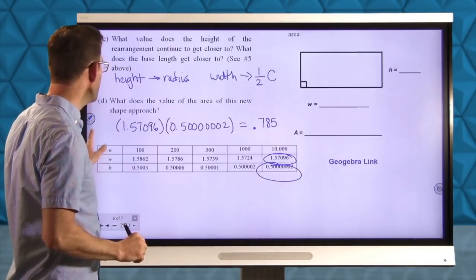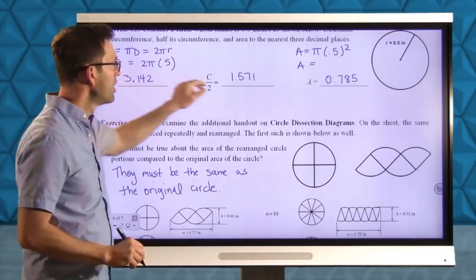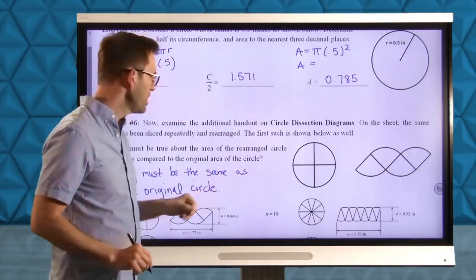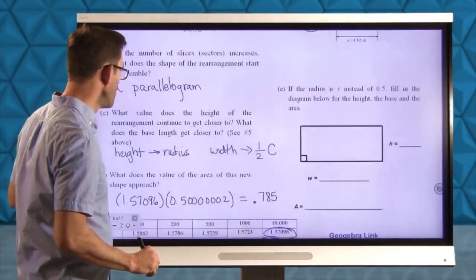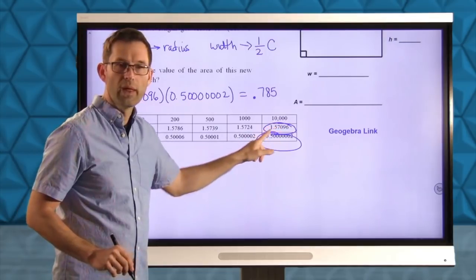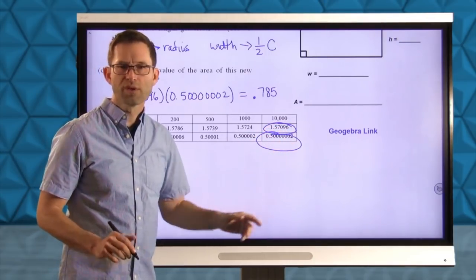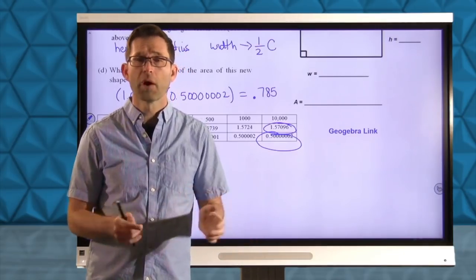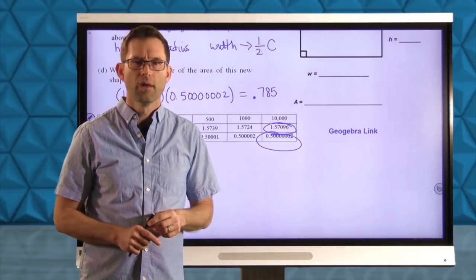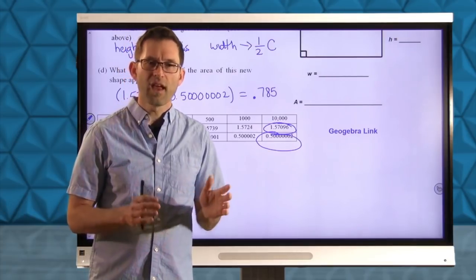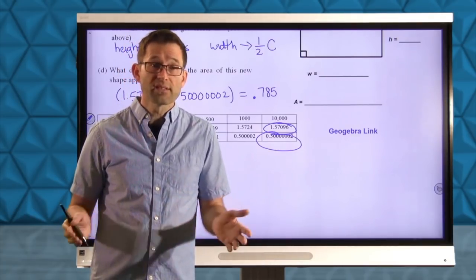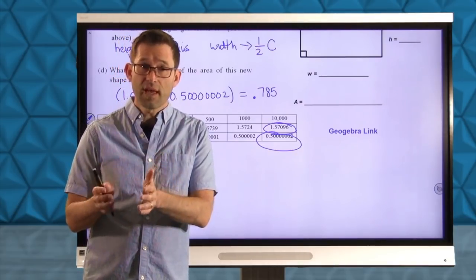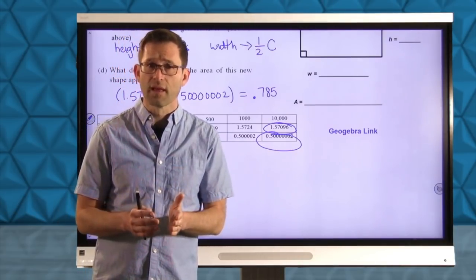I would find the area of the circle, which is interesting because in this calculation, when I'm multiplying this width by this height, of course, I'm doing the area of a rectangle, right? Or the area of a parallelogram, same area formula. And yet, I'm getting the area of my circle, which makes sense because overall, the area should remain the same, no matter how we slice this thing up.